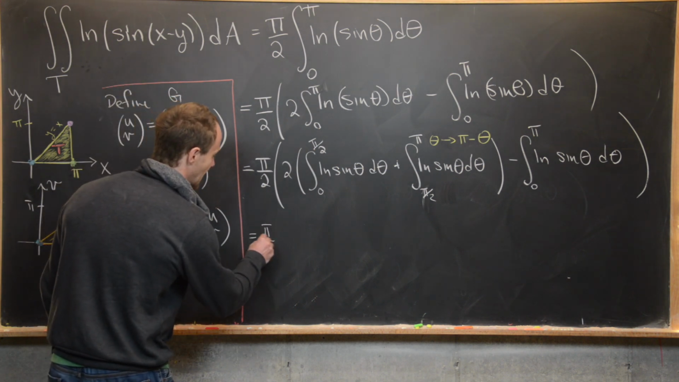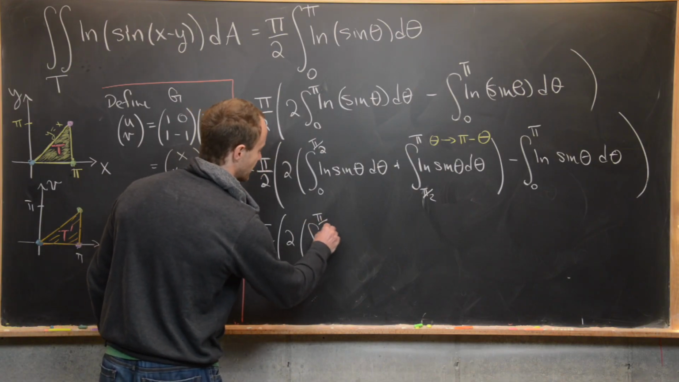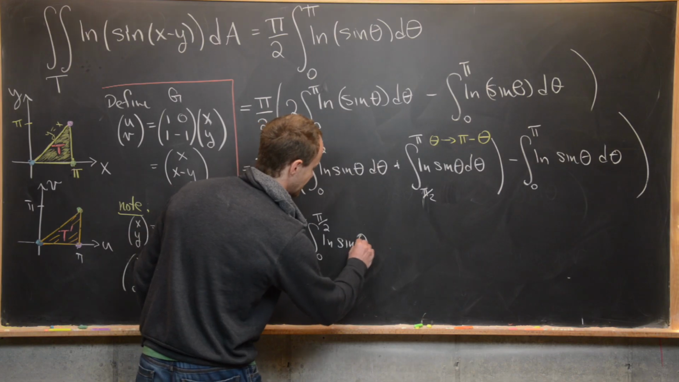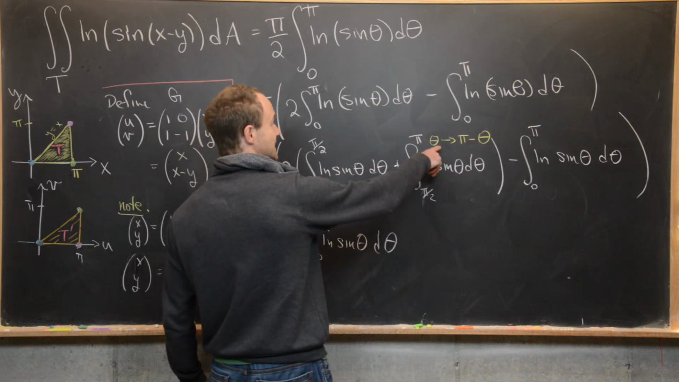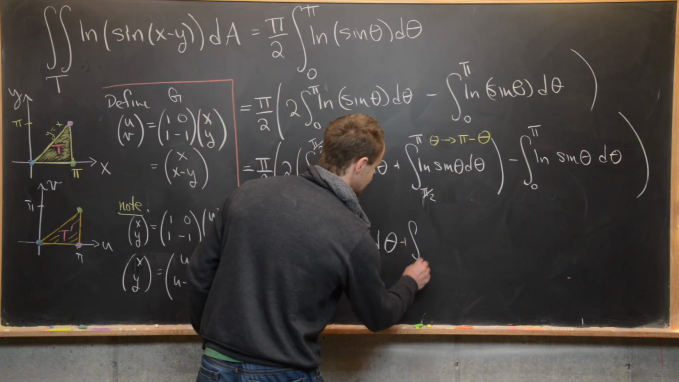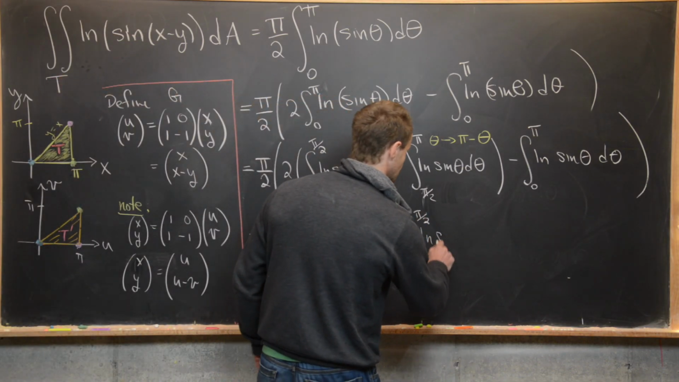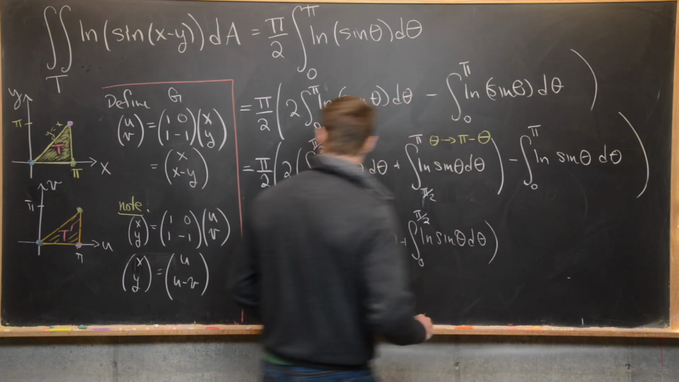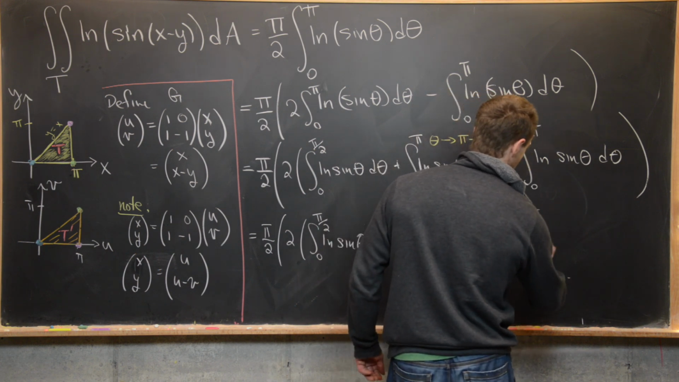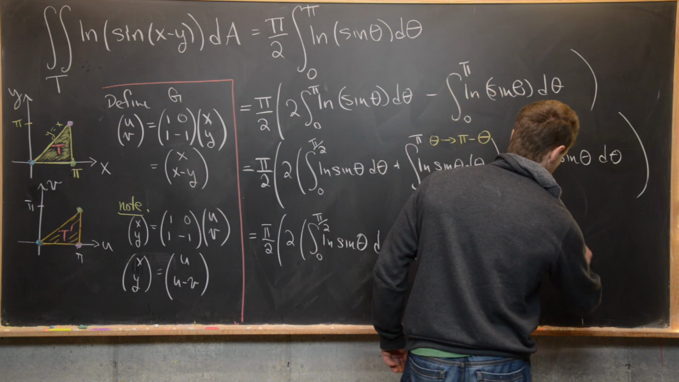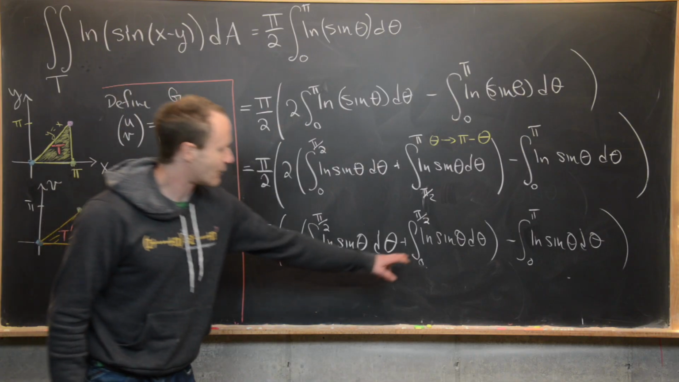Here we'll have pi over 2, and then we'll have 2 times the integral from 0 to pi over 2 of natural log of sine of theta d theta. That's just bringing this guy down. And then by this change of variables here, we get the same integral again. So the integral from 0 to pi over 2 of natural log of sine of theta d theta. Close those parentheses. And now we're subtracting the integral from 0 to pi of natural log of sine of theta d theta.